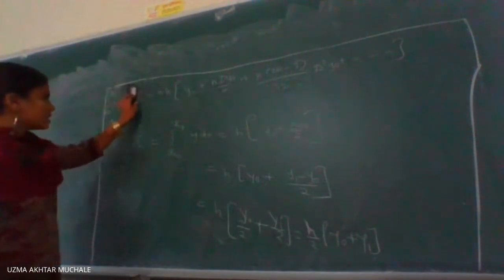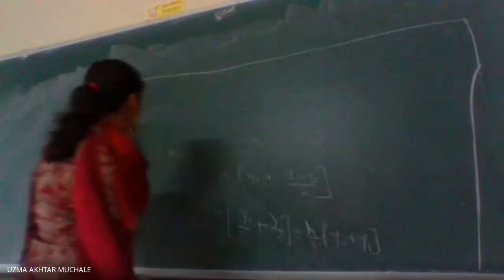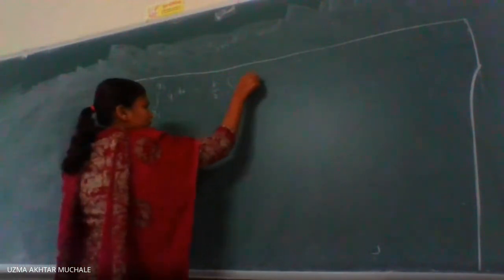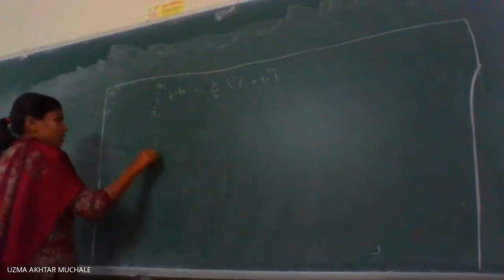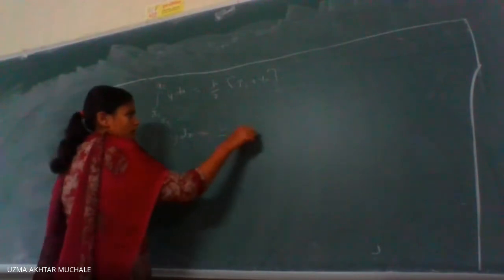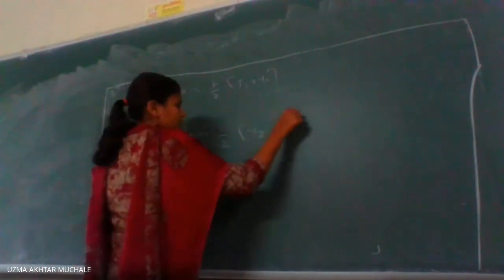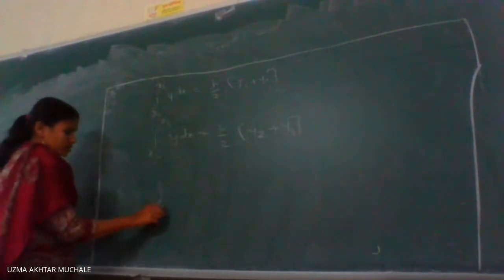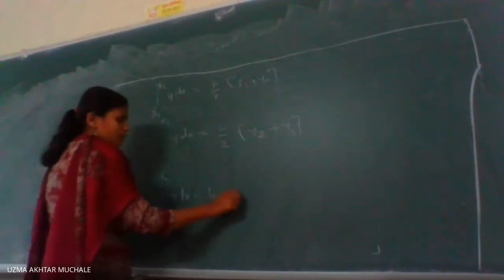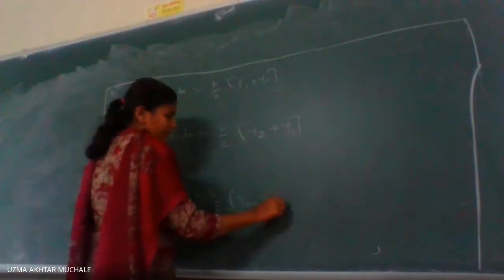Similarly, we can find the integration from x1 to x2. The integral of y dx from x1 to x2 is h by 2 (y1 + y2). Similarly, from x2 to x3 it is h by 2 (y2 + y3), and so on. The last one, from xn-1 to xn, is h by 2 (yn-1 + yn).